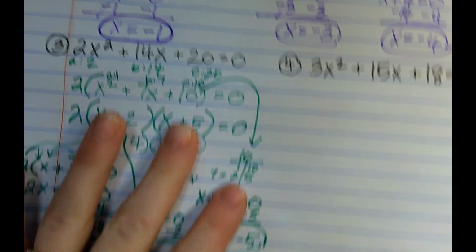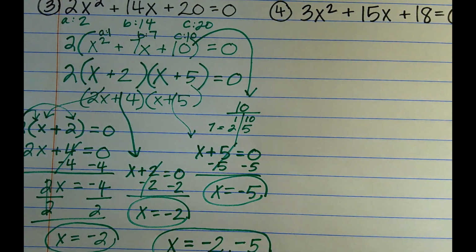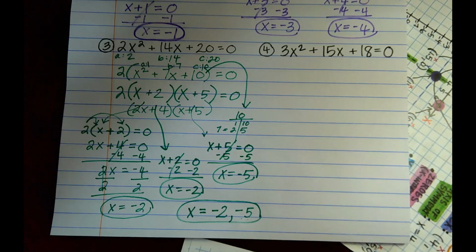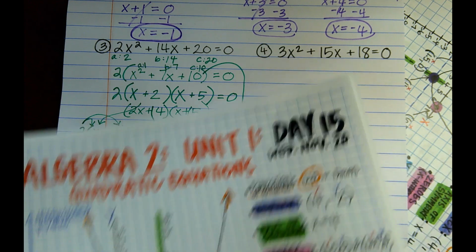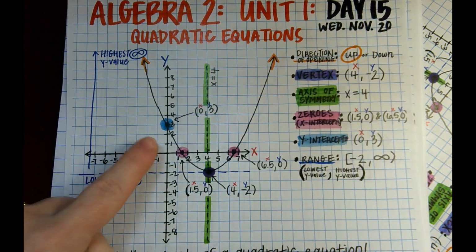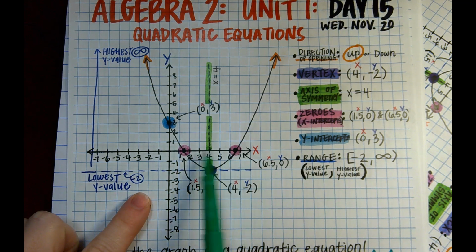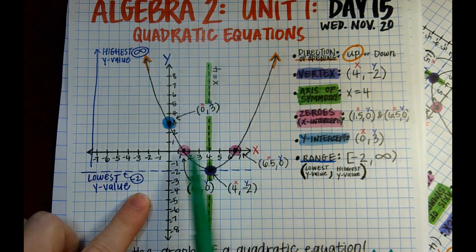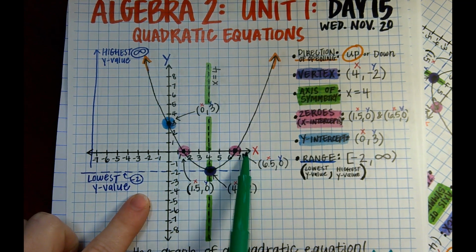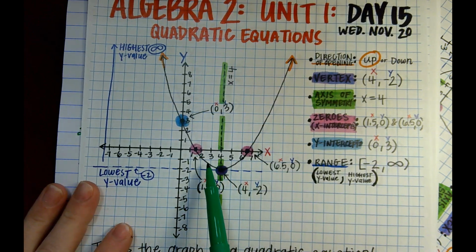I'm going to show you something. It might scare you, but it's not so bad, I promise. It looks scary and it's not. This is what the graph of this equation looks like. And what you just solved for is these 2 points. You found these, the zeros, because we set the equation equal to 0 and solved.